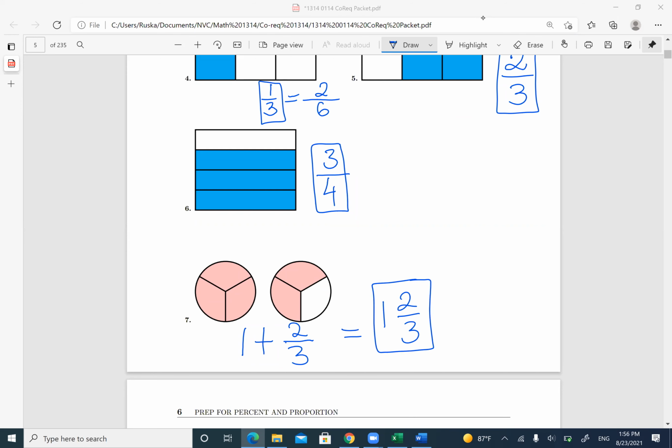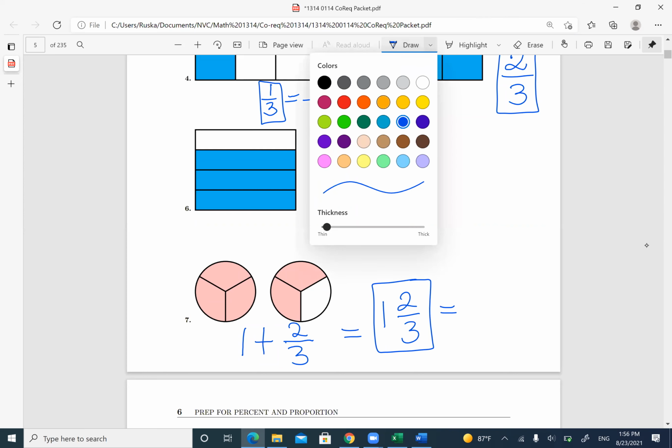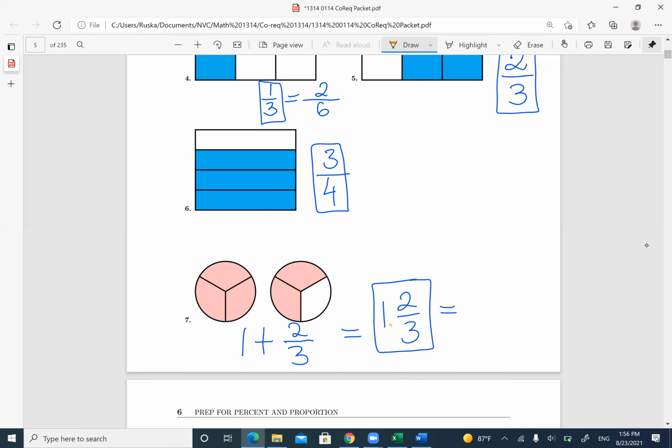And do you guys remember, or do you know how to change a mixed number to an improper fraction? Yeah, you multiply the whole number by the denominator, multiply those two, and then you add this number, add 2. So it's going to be what?